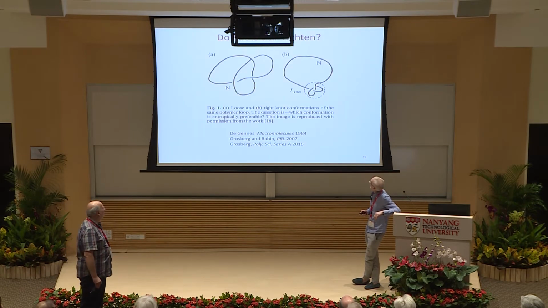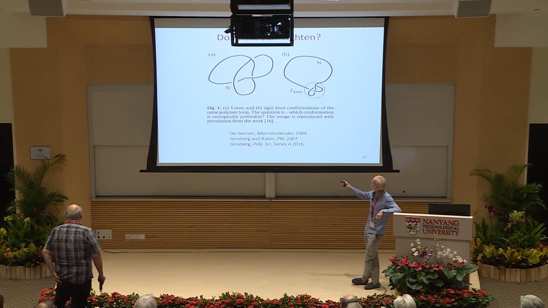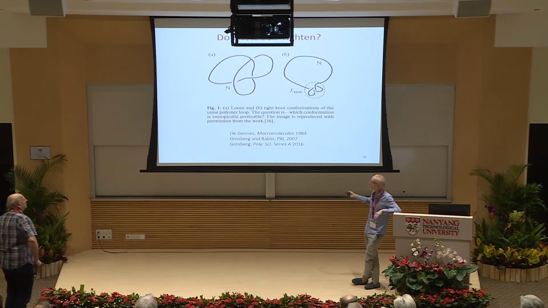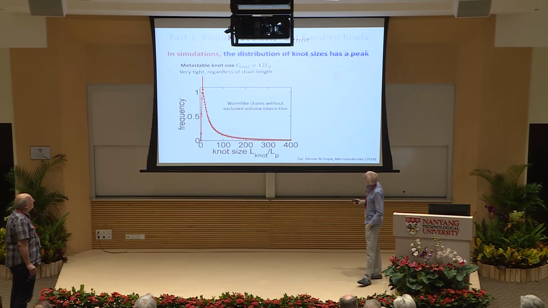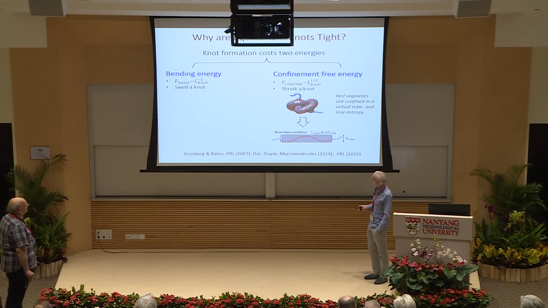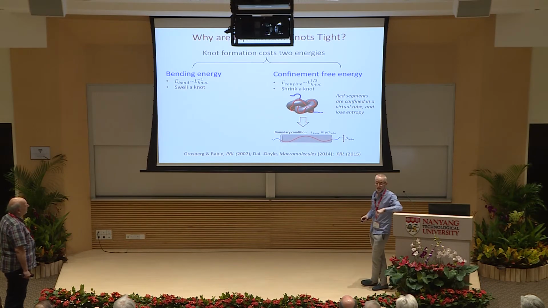So part of the question you're asking is kind of related to this question, which goes back to Dijen: basically, if I have a chain which doesn't like to bend, why the heck would it want to do this? Here's the argument. This was put forth actually by Grossberg and Rabin, and then we proved in simulations that these free energy arguments are correct. There are two competing effects. Bending says that you don't want to do this, because you have high curvature.